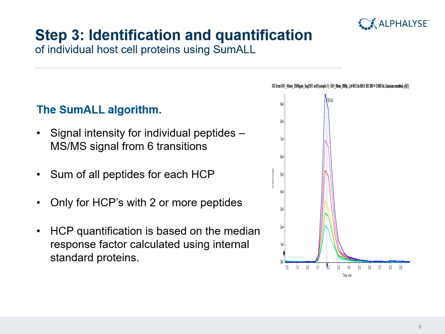We only do this if we have 2 or more peptides for a certain host cell protein, so we don't rely on any quantification based on just a single peptide. And then the signal is compared to the signal from the median response factor from one of the internal standard proteins we have added. I will show you that in a moment, how we do that.